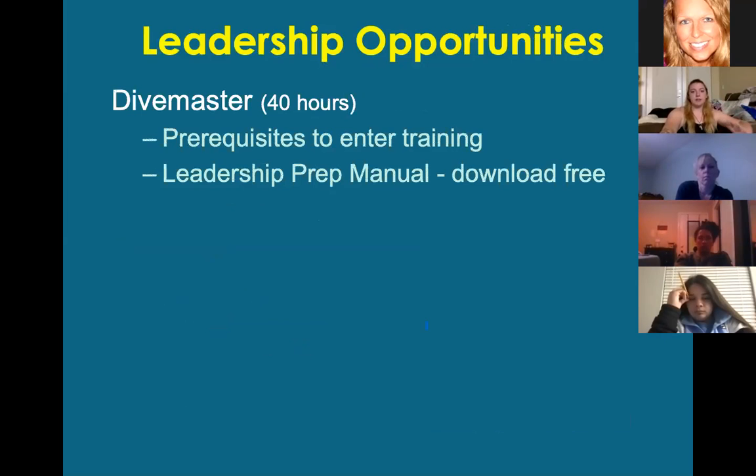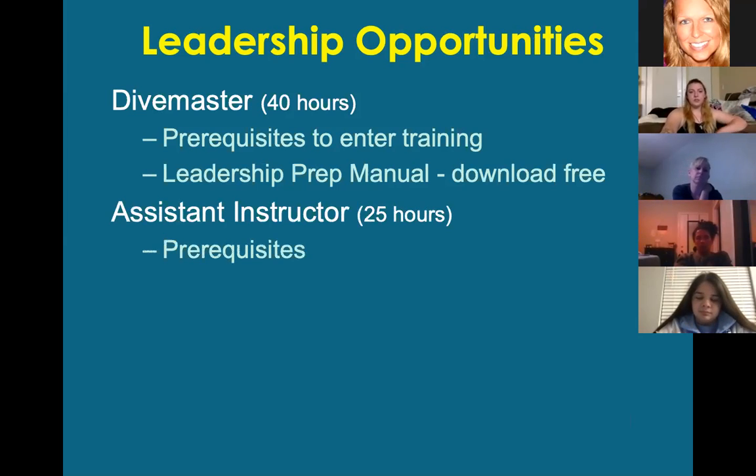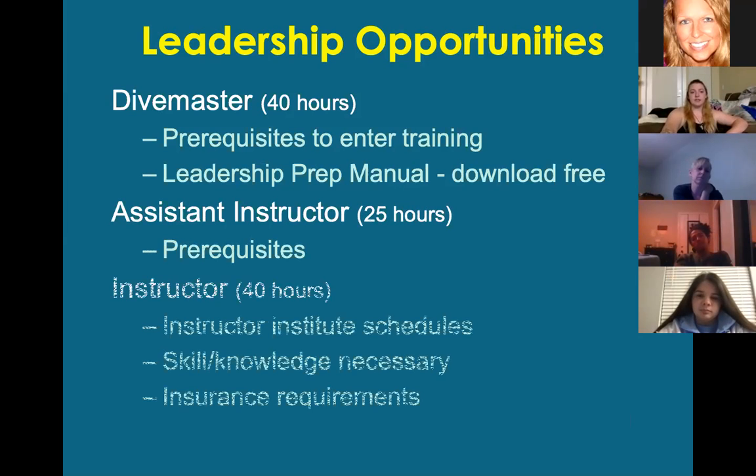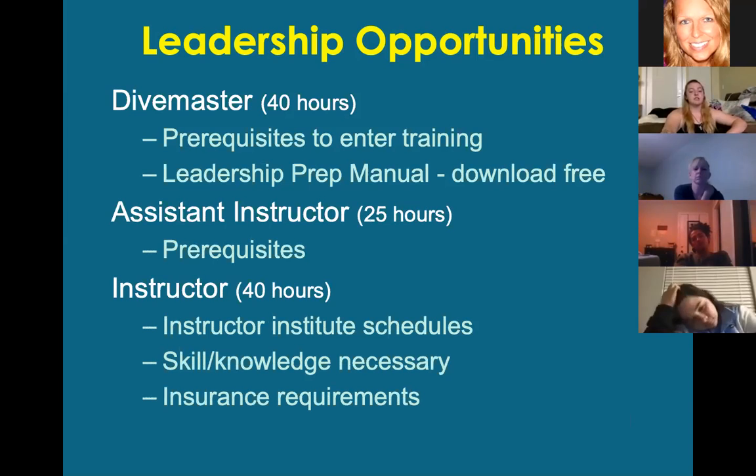So leadership opportunities, there's the dive master and prerequisites. There's a bunch of prerequisites to enter training, like current levels that you hold, you have to have CPR certification, stuff like that. And you have to have the leadership prep manual. And then there's assistant instructor, which also requires prerequisites. And then obviously you go up from there to instructor, and they have to do instructor institute schedules, make sure you have skill and knowledge, and then insurance requirements.